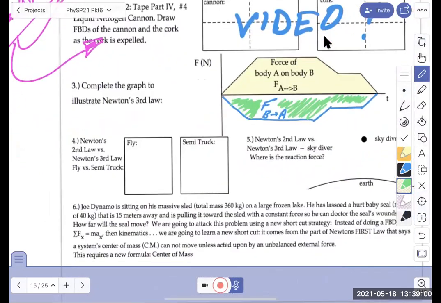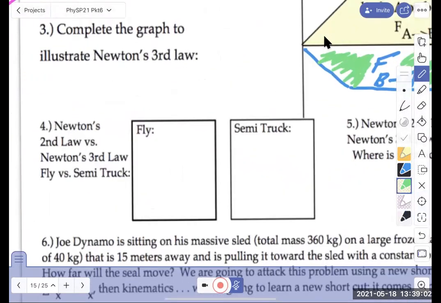Okay, number 4 we've already talked about. A fly puts the same amount of force on a truck as a truck on a fly. That always throws people, but it's true. The difference is the fly has a little bit of mass and therefore is going to have a huge amount of acceleration. We talked about this last week.